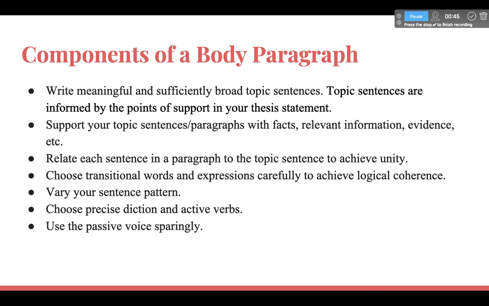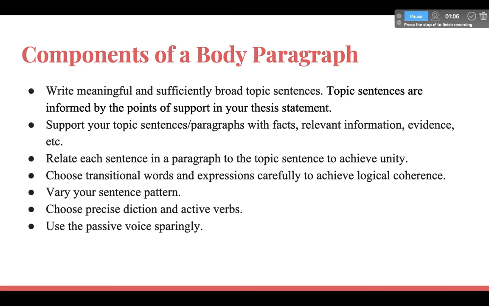So, the different components of a body paragraph. Write meaningful and sufficiently broad topic sentences. Topic sentences are informed by the points of support in your thesis statement. Support your topic sentences, paragraphs with facts, relevant information, evidence, etc.